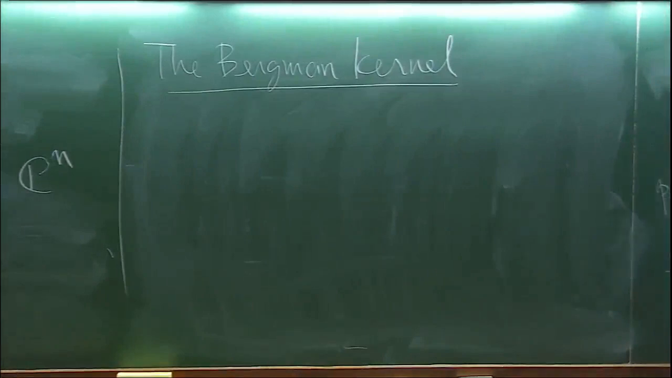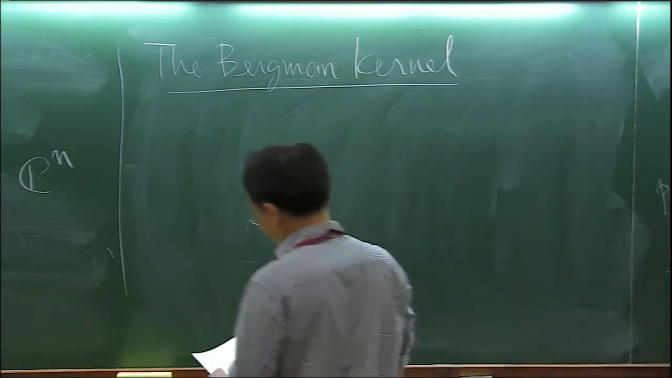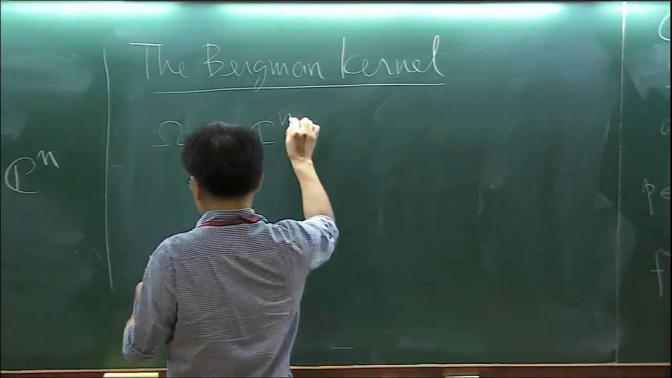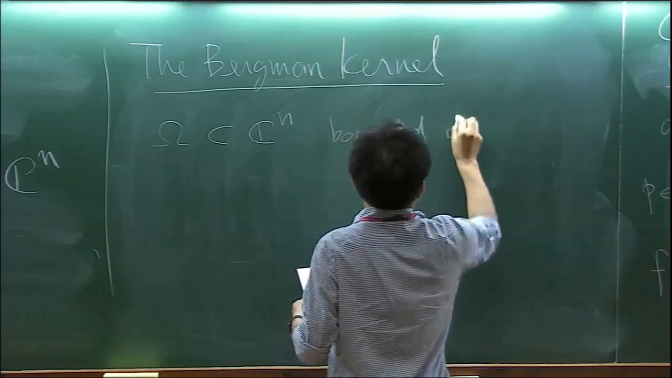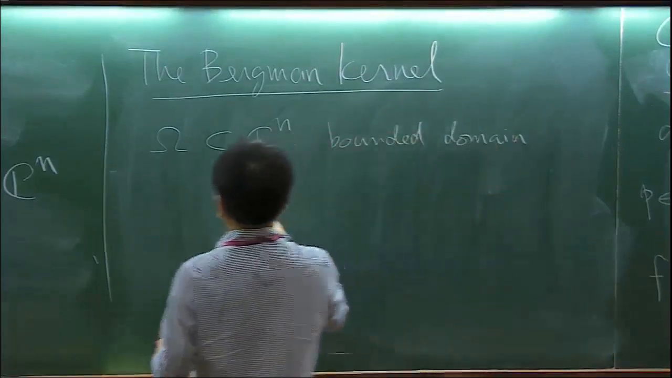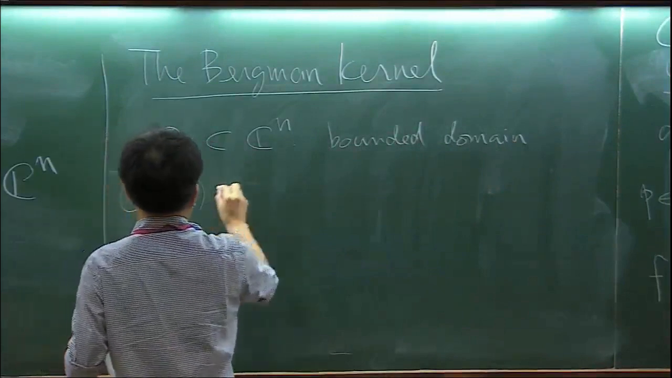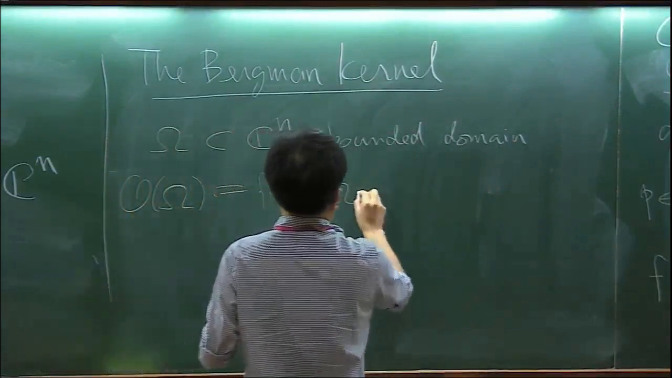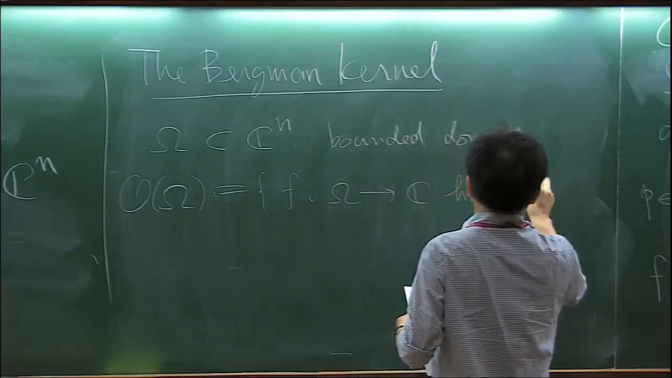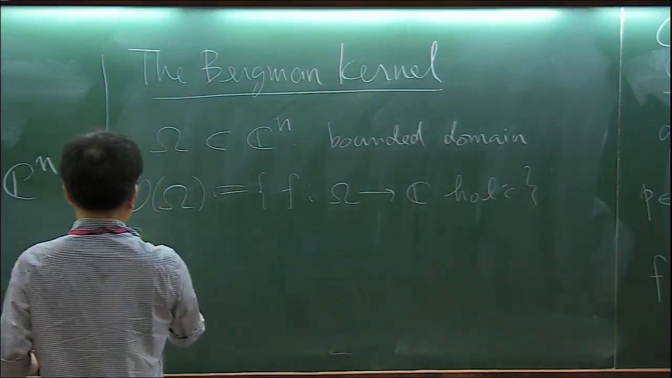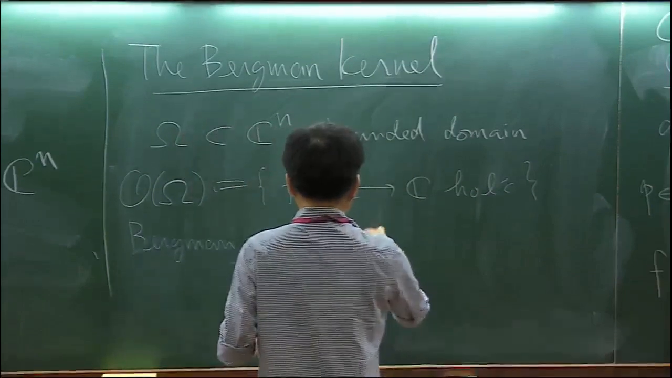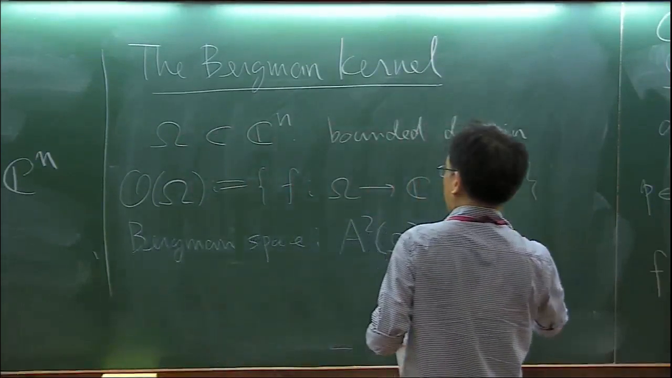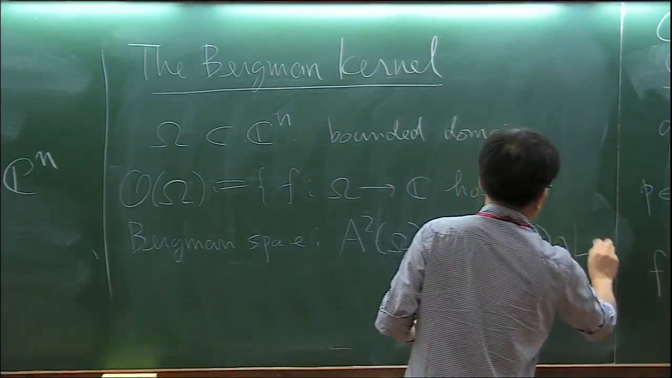So Bergman kernel is easy to define, but difficult to compute. Let omega in Cn, n can be 1 in this case, be a bounded domain. Then take all holomorphic functions on omega. Then the Bergman space is defined by the holomorphic functions intersected with L2 functions.